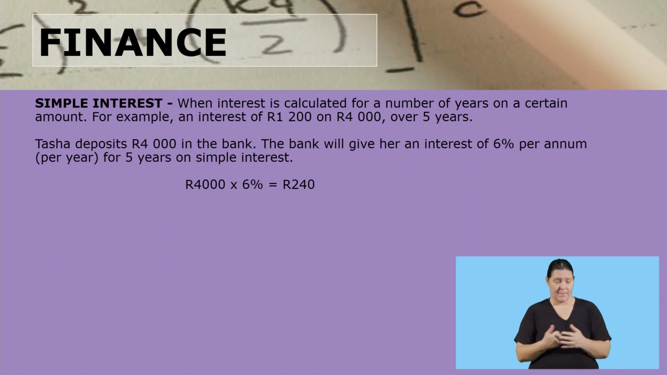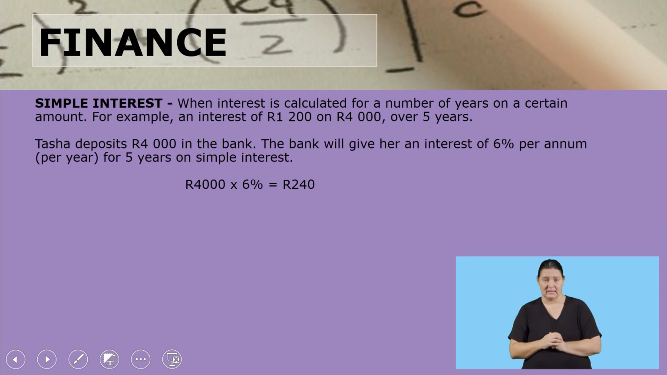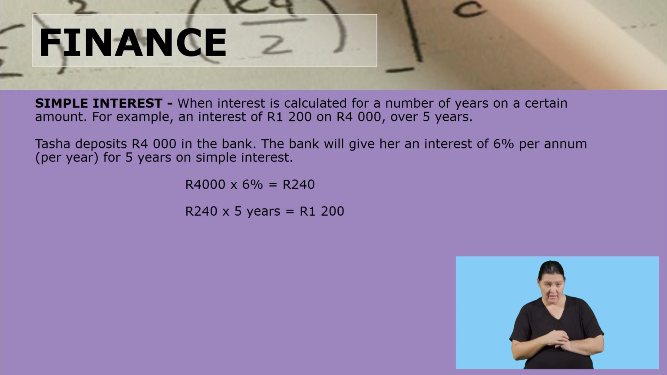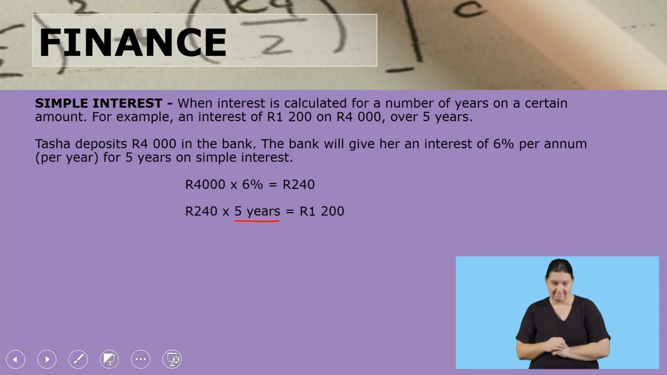So we are going to calculate 6% of 4,000. So when we say 4,000 multiplied by 6%, that gives us an answer of 240. So that is interest for just the 1 year. But remember, we are being given 5 years here. So that means that the interest will be given to her per annum, which is per year. And that will mean we will say 240 multiplied by 5, which gives us 1,200 rands as an interest.